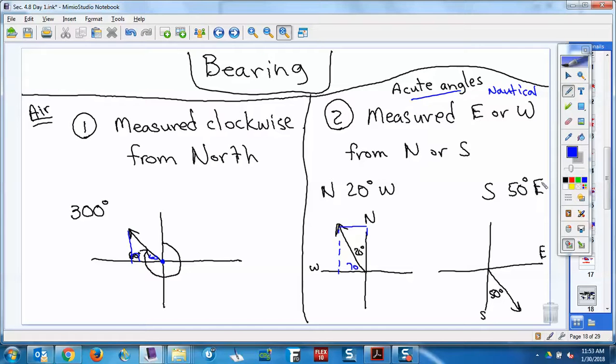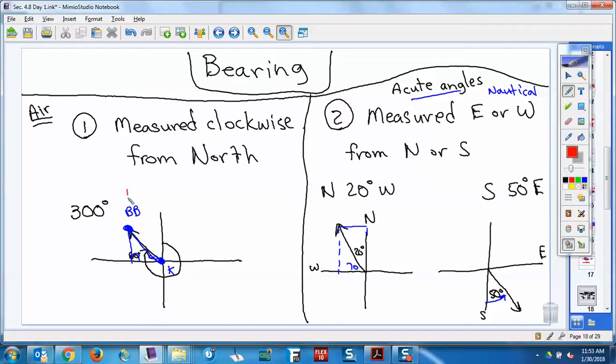Okay, if they say south 50 degrees east, that means go south, and then go 50 degrees towards the east. East is to the right on the map. Right? So go south first, then 50 degrees east. Now, we could have two cities that would have two different bearings. So let's say this is Kearney, and let's say this is Broken Bow. What is the bearing if you were going to leave from Kearney to Broken Bow? Well, that's 300 degrees.